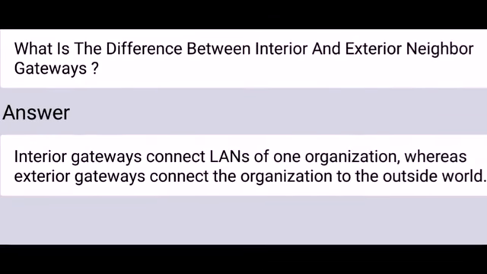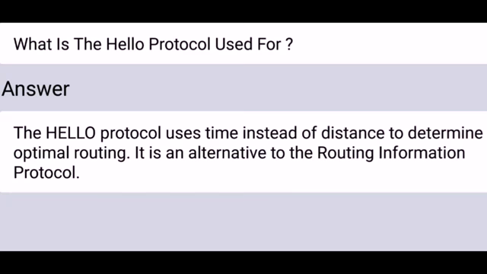What is the difference between interior and exterior neighbor gateways? Interior gateways connect LANs of one organization, whereas exterior gateways connect the organization to the outside world. What is the Hello protocol used for? The Hello protocol uses time instead of distance to determine optimal routing. It is an alternative to the Routing Information Protocol.